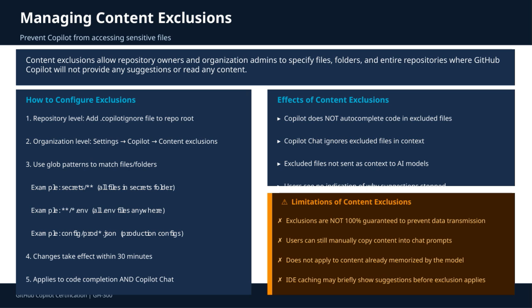However, it's important to be aware of some limitations. Exclusions are not an absolute guarantee that no data reaches the AI. Users can still manually copy and paste content into chat prompts, which bypasses exclusions. Also, exclusions don't apply retroactively to content the model may have already memorized. Lastly, sometimes IDE caching may briefly show suggestions before the exclusions fully kick in. Keeping these factors in mind helps manage expectations and maintain data security effectively.